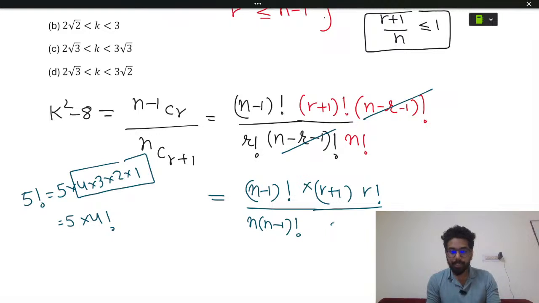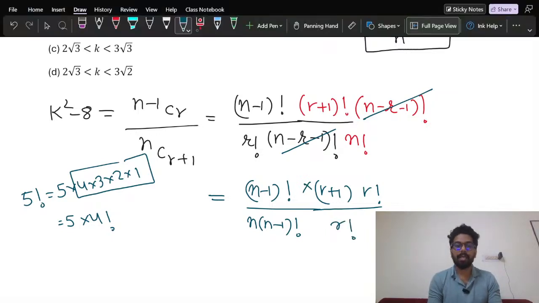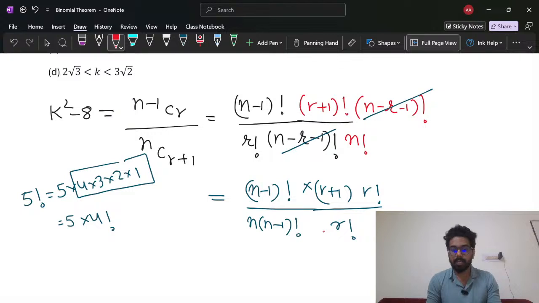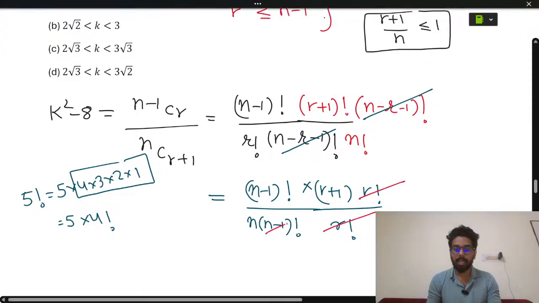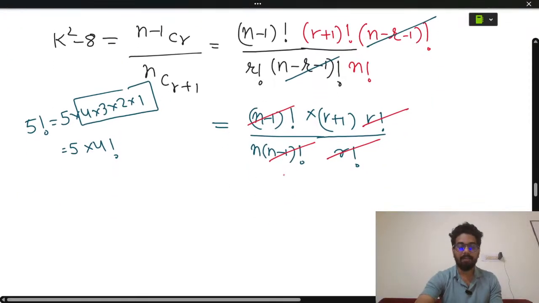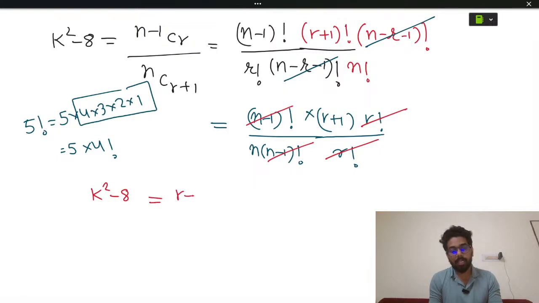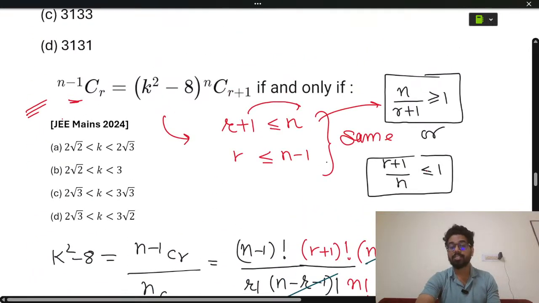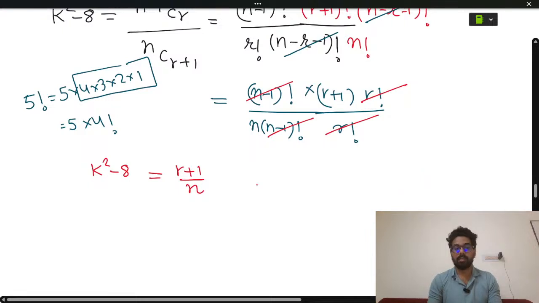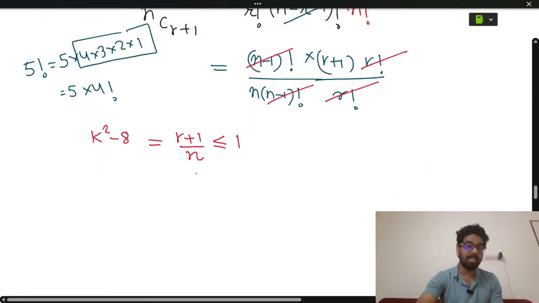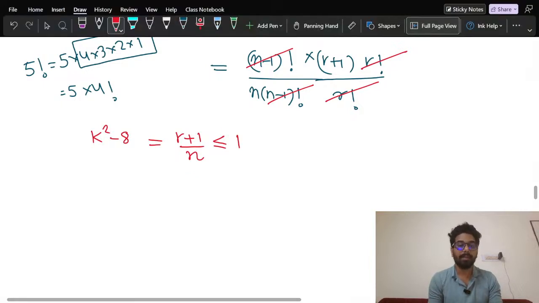Okay. So that's how you will do. Now what will happen, guys? Now here terms will get cancelled. R factorial, n minus 1, and finally you will have that k square minus 8 is equal to r plus 1 by n. Okay, and we just have seen this r plus 1 by n has to be less than or equal to 1. So this has to be less than or equal to 1. And from binomial, they are also checking your knowledge of inequality.